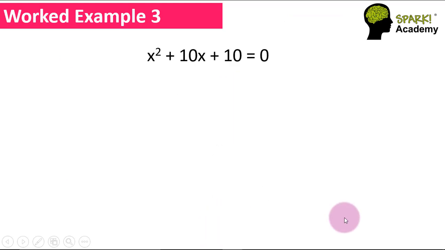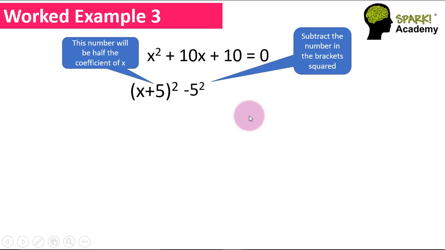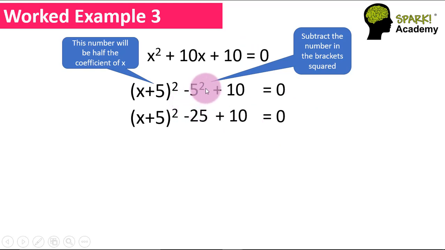Now we're going to look at this third example. So we halve the number in front of the x to give us 5. We take away that number squared, so we minus 5 squared. We put the number and the equals 0 at the end, just exactly the same. Work it out. So minus 5 squared is minus 25. x plus 5 squared, minus 25 plus 10 gives me minus 15.